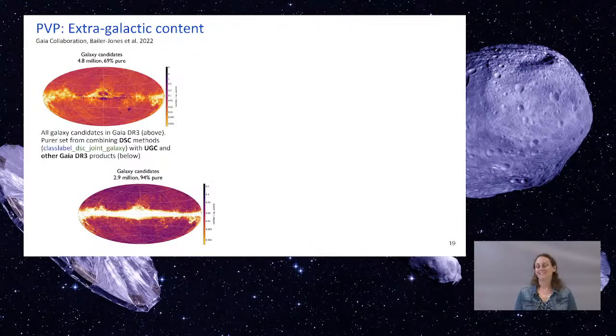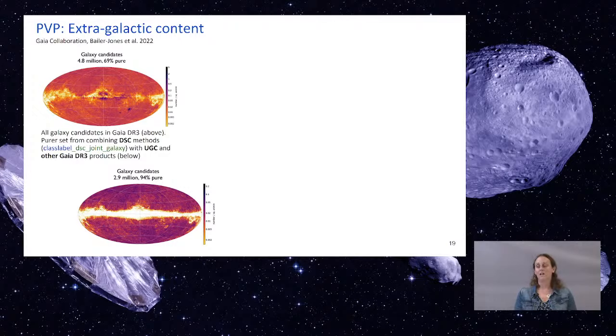And finally, for the extragalactic content paper, this is a paper showing how we can use not just the CU8 astrophysical parameters, but also all other Gaia archive DR3 parameters to look at what is outside of our galaxy.